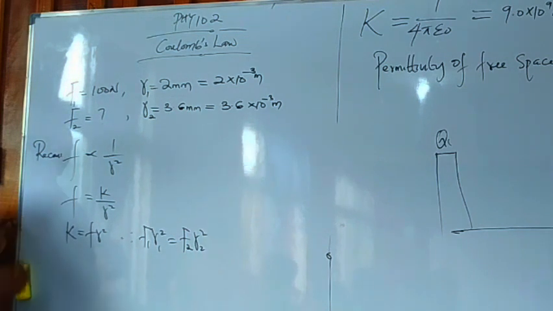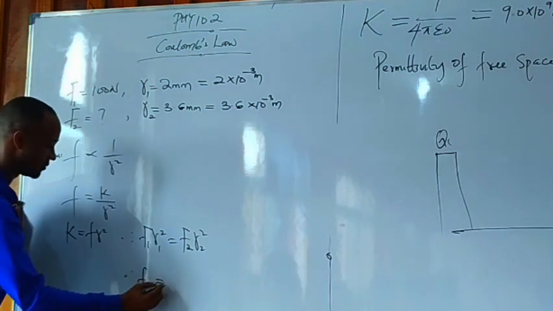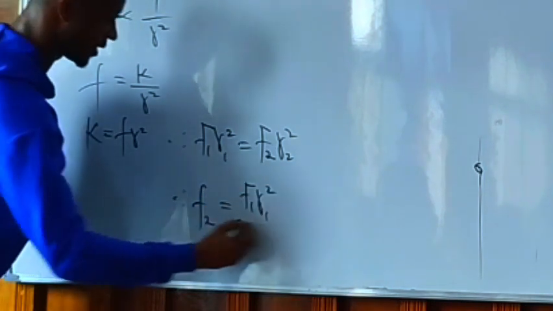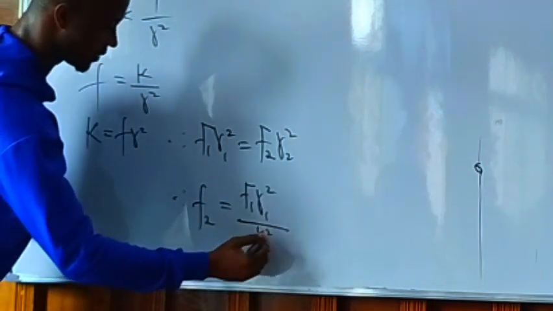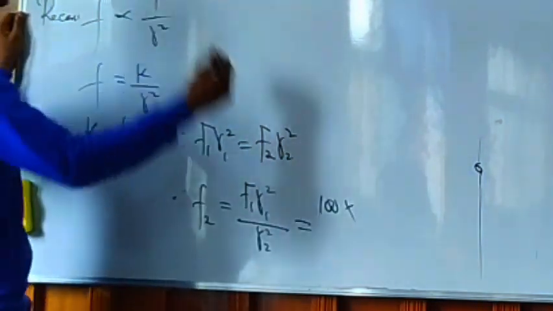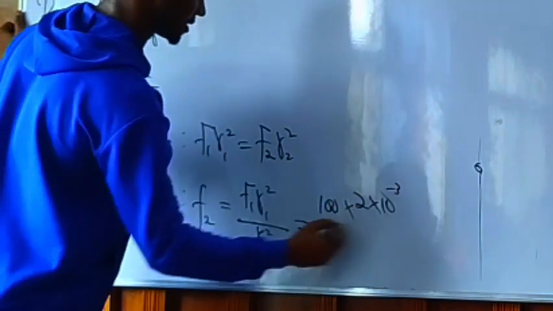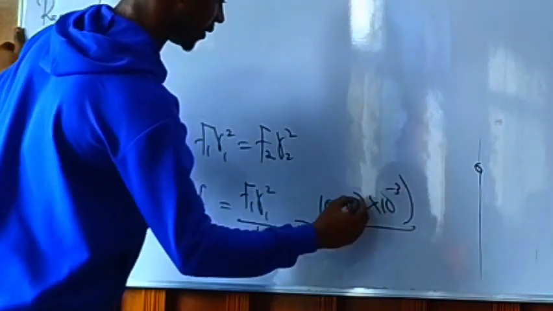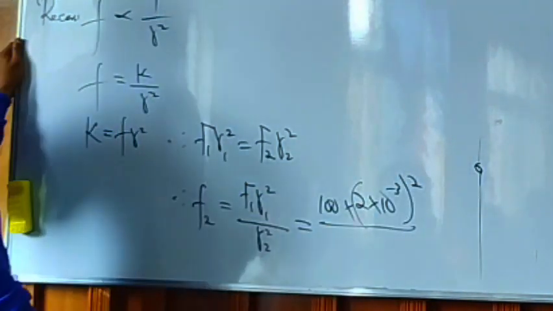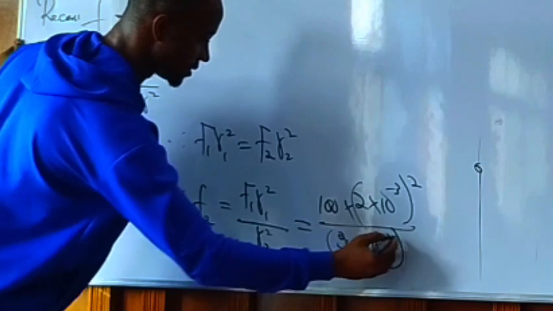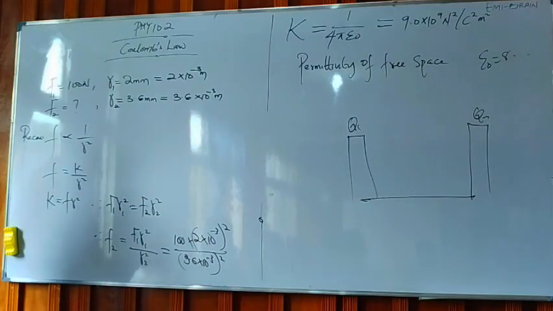Our aim is to find F2. Therefore, what is our F2? We make F2 the subject, and that becomes F1 R1 square over R2 square. This will give us, what was our F1? 100 times our R1, 2 times 10 to the power minus 3, all squared, over R2 square, 3.6 times 10 to the power minus 3, all squared. Are you aware it's all squared? Can we solve for that?